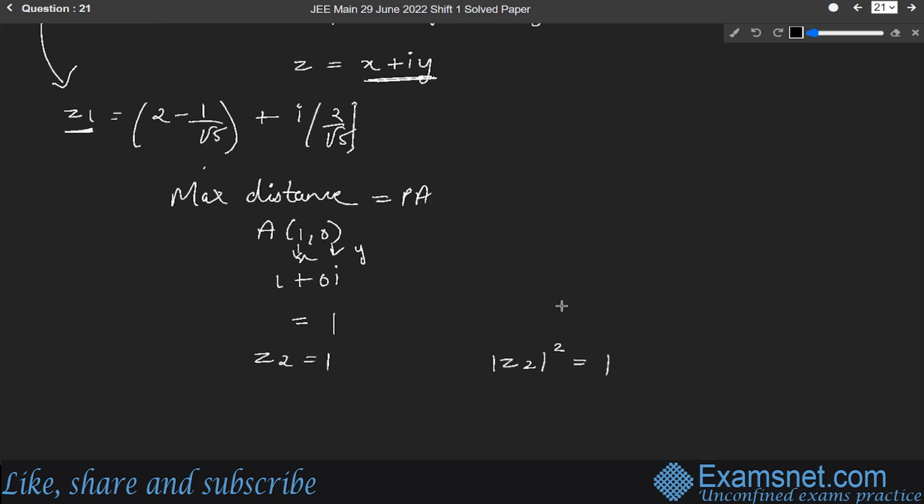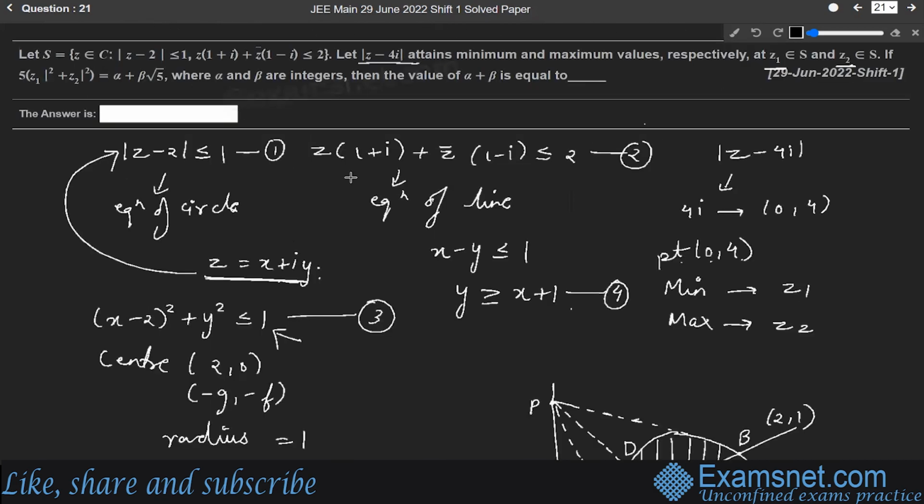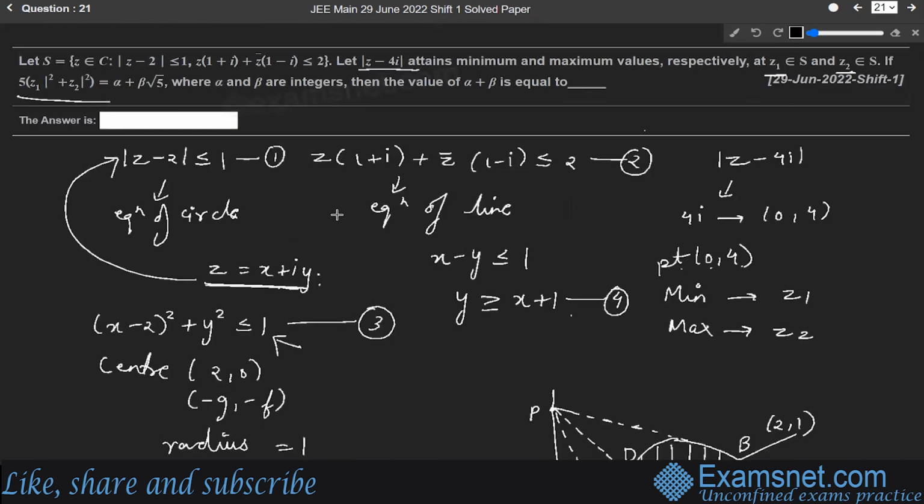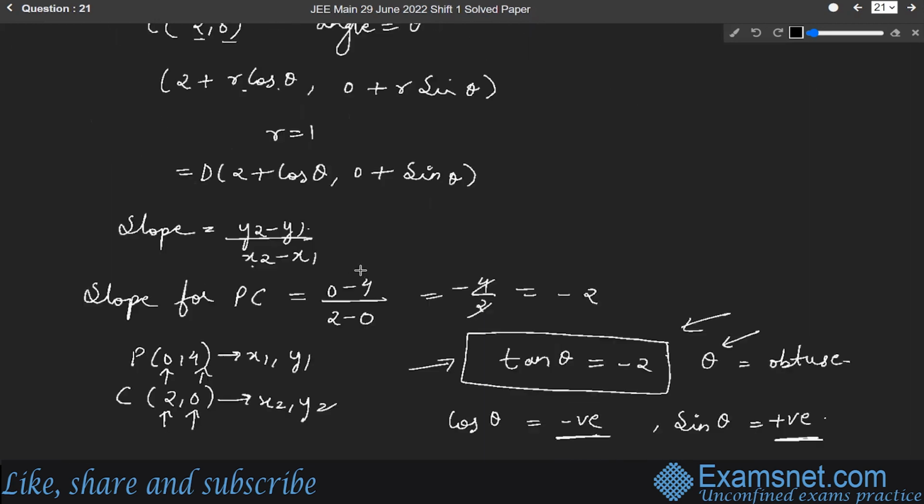Okay. Now, what is z1? z1 value is 2 minus 1 upon root 5 plus i into 2 by root 5. So what will be mode of z1 square? It will be equal to 25 minus 4 root 5 divided by 5, right? Now, in the question, an expression is given to us. What is the expression? 5 into mode of z1 square plus mode of z2 square. Okay. So let us calculate its value.